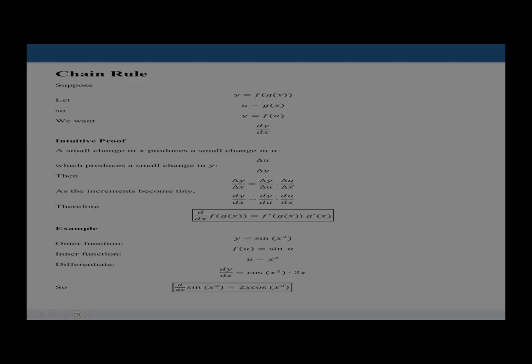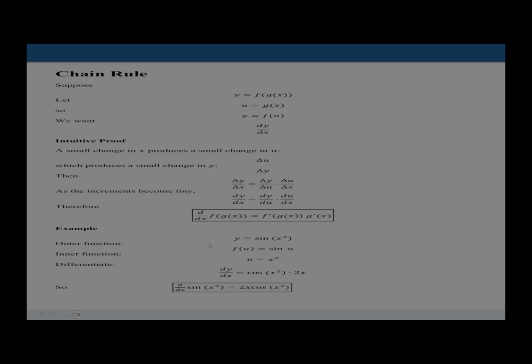You've got delta y, and we just put delta u in the middle here: delta y over delta u times delta u over delta x. So this one is unchanged. In the limit, this becomes dy/du and this one becomes du/dx. So the formula gives you the derivative of y with respect to x equals dy/du, which is this one here, times du/dx, which is here. Two derivatives, the first derivative and this derivative. We end up with the same formula, right?